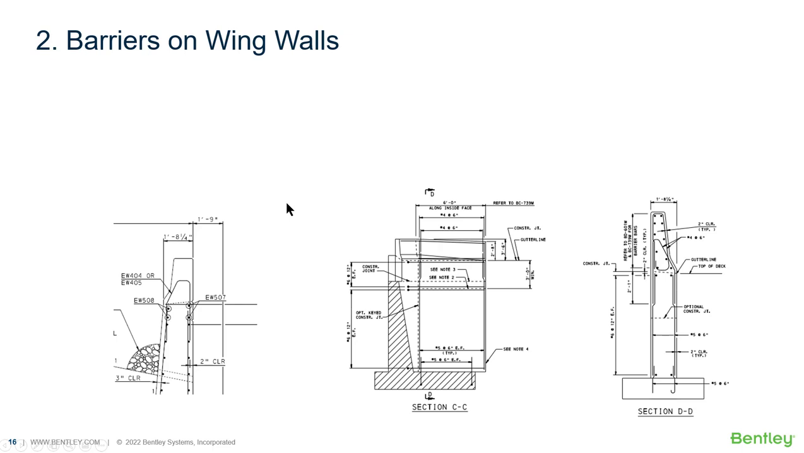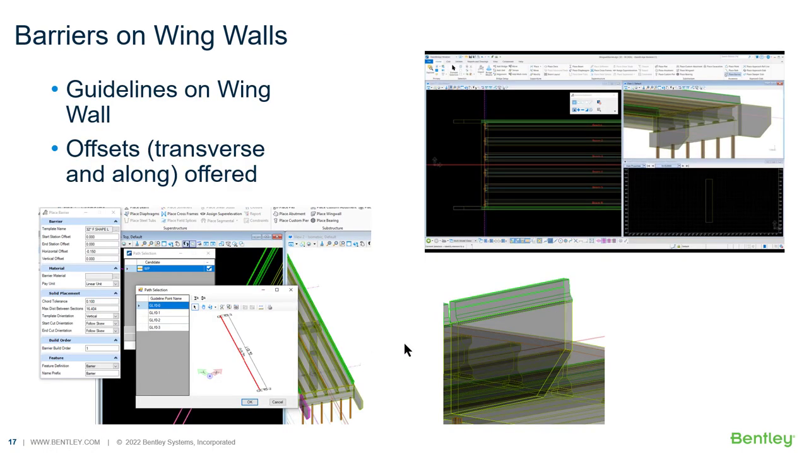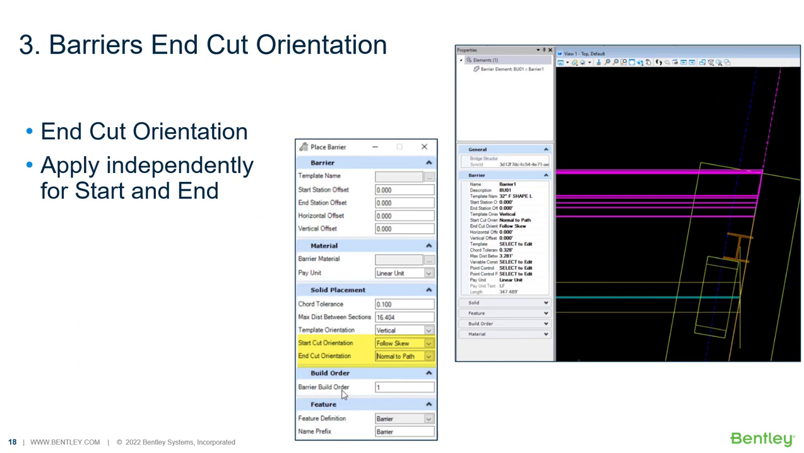Second one, we have barriers on wing walls. Barriers can be modeled on top of wing walls with transverse and longitudinal offsets as well. Third one is the barrier end cut orientation. We now have a start and end cut orientation and apply them independently.